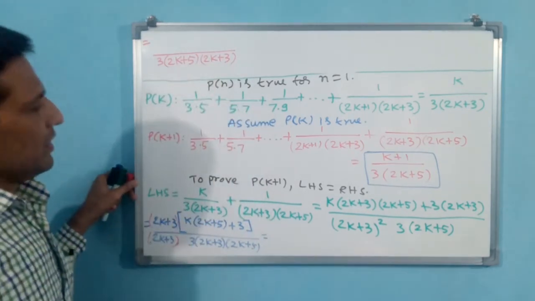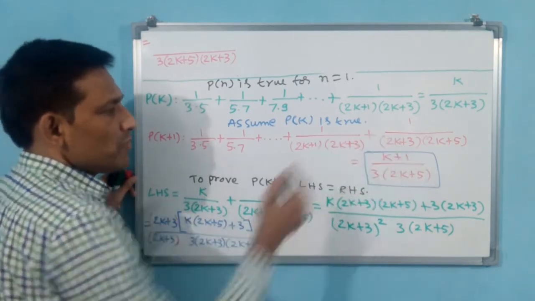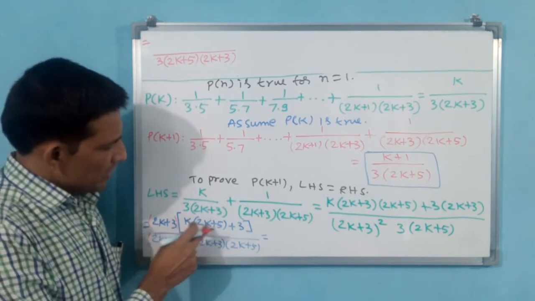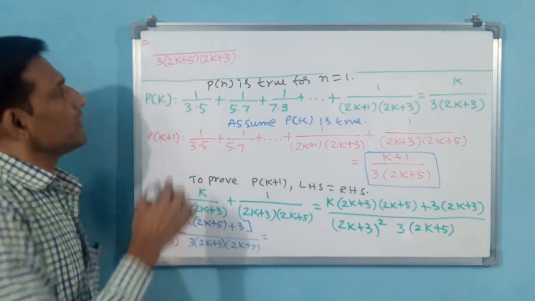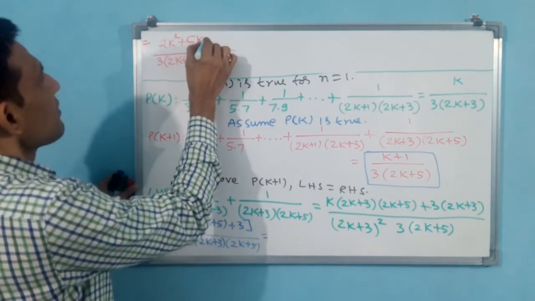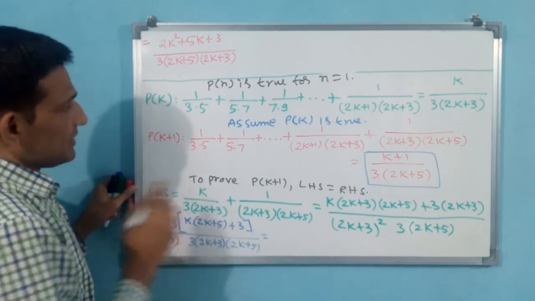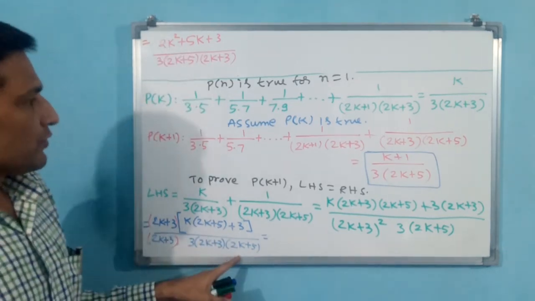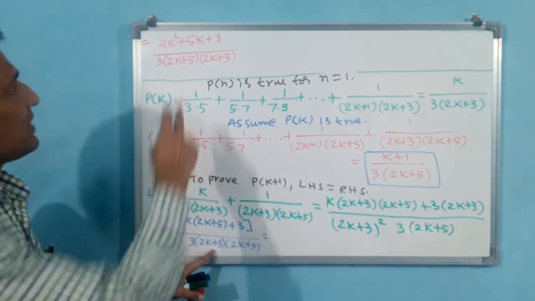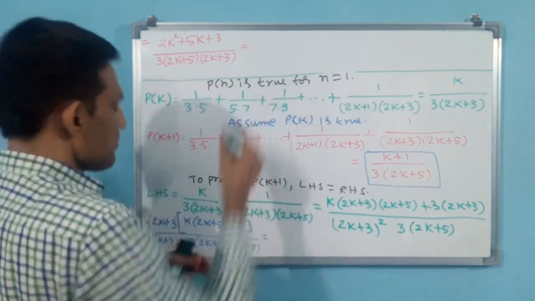Now you see carefully. If you observe, numerator k plus 1 has to be received. Here 2k square plus 5k plus 3 will come. Okay, right now 2k square plus 5k plus 3. Now you see what you receive. You want 2k plus 3 to get cancelled. That means this has to be divided by 2k plus 3. You have to split it. Okay, I am splitting. How am I splitting?